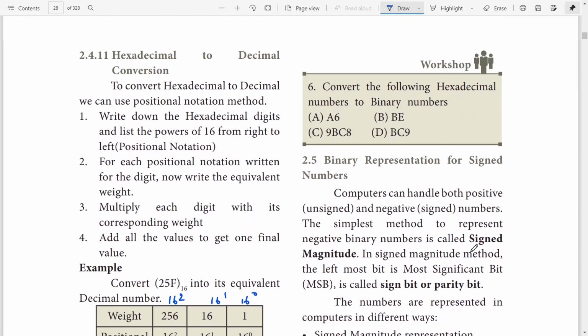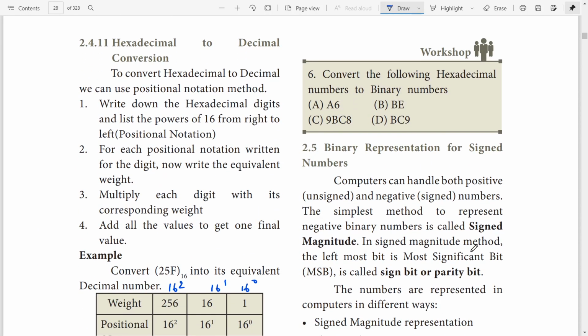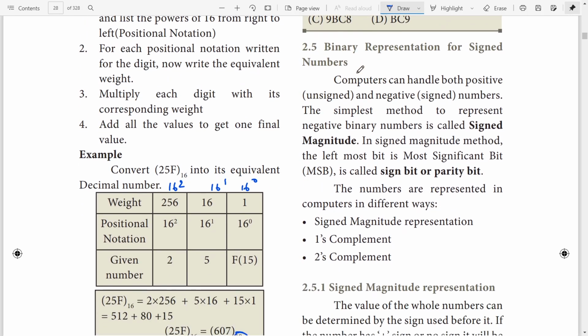Okay, next one. Convert the following into hexadecimal. Binary representation for signed numbers. So signed numbers are negative and positive. That's what you're using. Computers can handle both positive and negative numbers. The simplest, positive, means unsigned numbers.